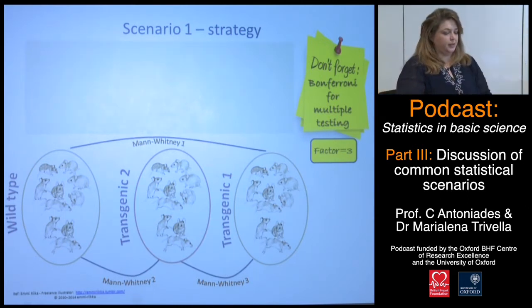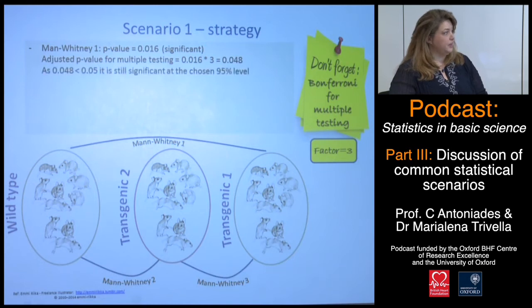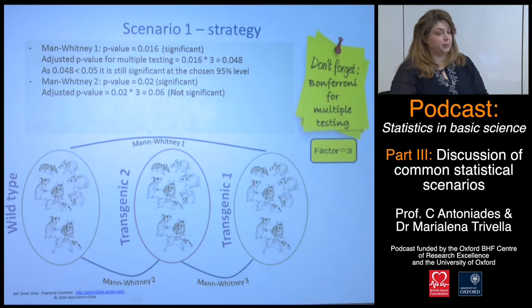So let's see how this works in practice. Say that from the Mann-Whitney test 1, we had a p-value of 0.016, which in this case is significant. If we adjust the p-value for multiple testing, we multiply this by 3, we will get 0.048. And this value is still lower than the 0.05 critical value for significance, and therefore our result in this case is significant. Say now from the Mann-Whitney 2, we've got a p-value of 0.08, which is still significant.